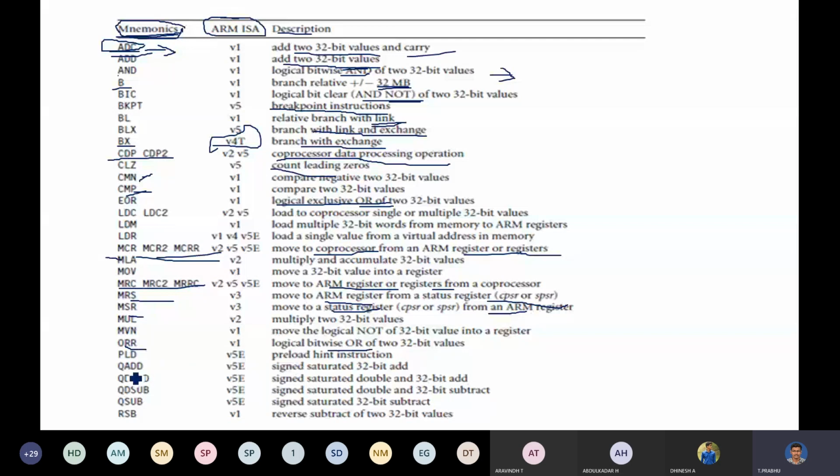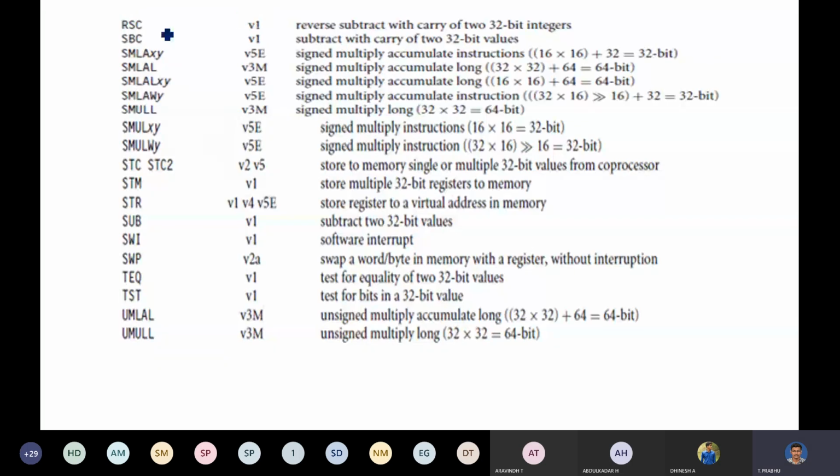And PLD is a preload hint instruction, and QADD is a signed saturated 32-bit addition, and QDADD is a double addition. Okay, so QDSUB is signed saturated double with subtract. Okay, so double with 32-bit subtract, and this is 32-bit add. So QSUB is a signed saturated 32-bit subtract. And RSB is a reverse subtract of 32-bit values. So RSC is the reverse subtract with carry of 32-bit integers.